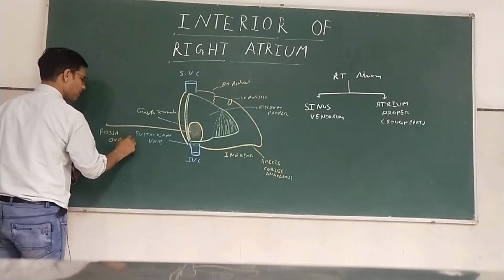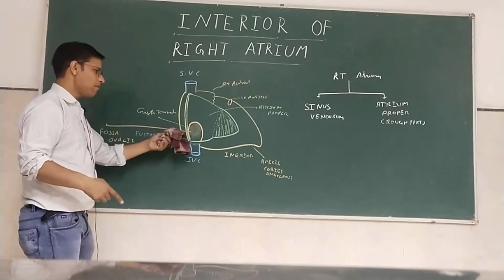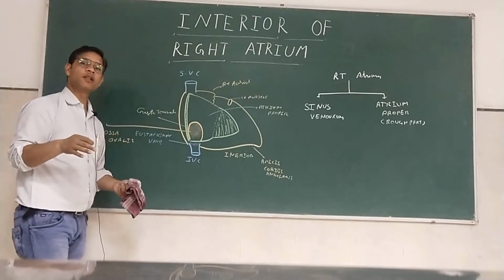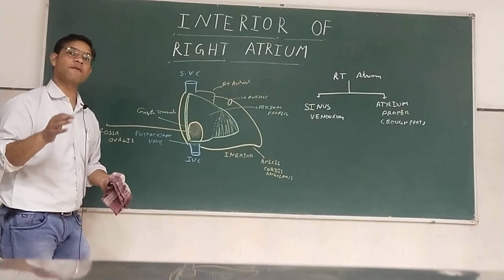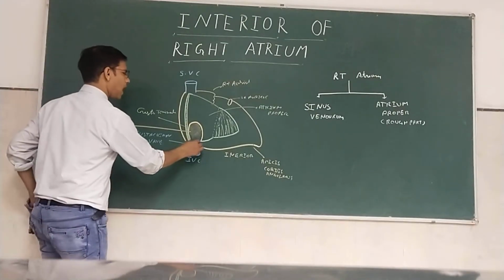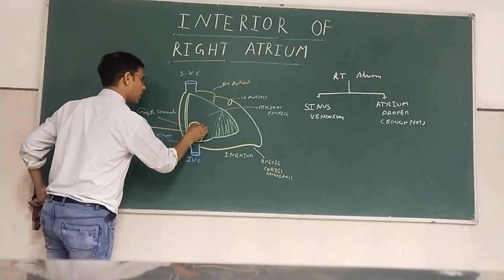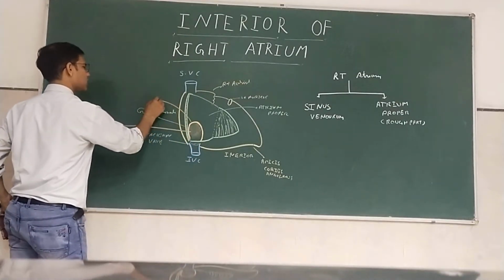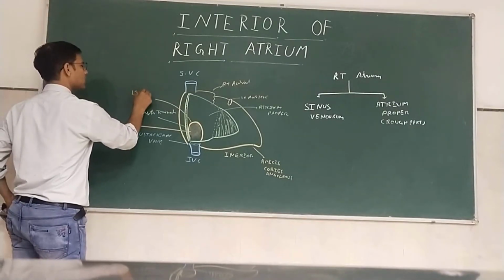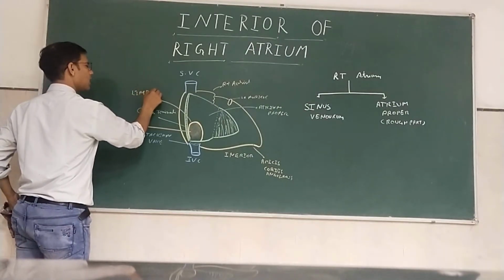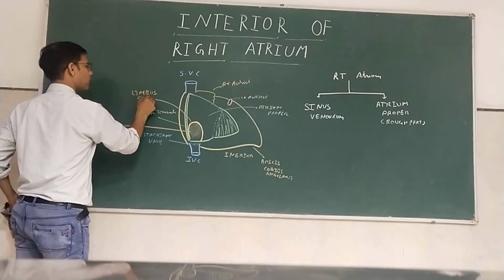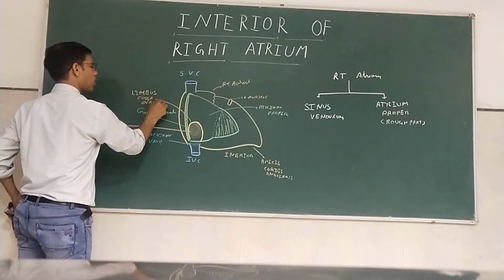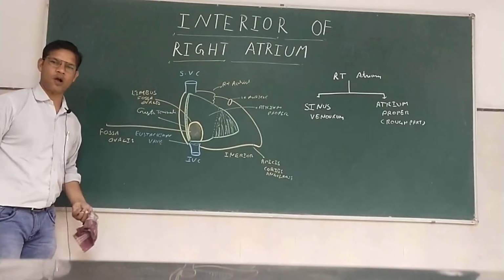In between the right atrium and the left atrium. If I am pushing this fossa posteriorly, it can be felt in the left atrium. And the margin of this fossa is known as the limbus fossa ovalis. This is known as the limbus. That means limbus fossa ovalis is actually the margin of this fossa ovalis.